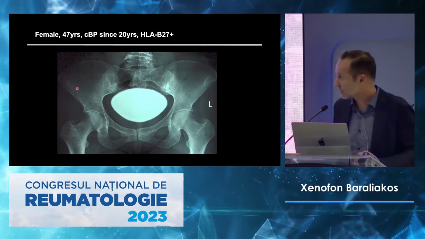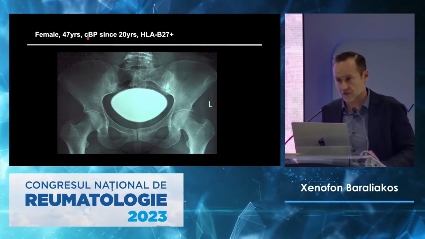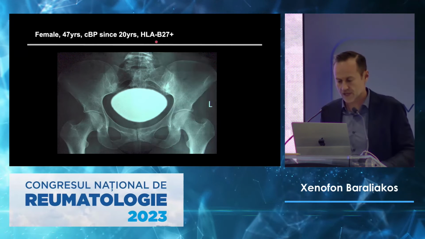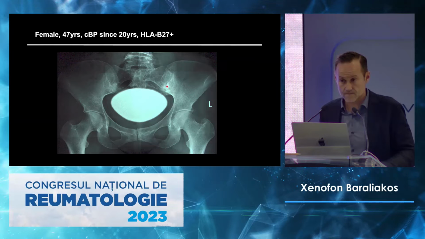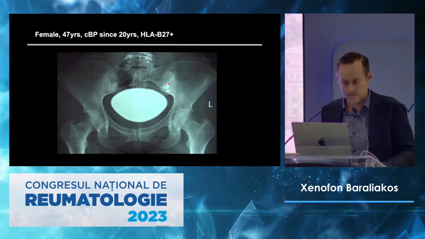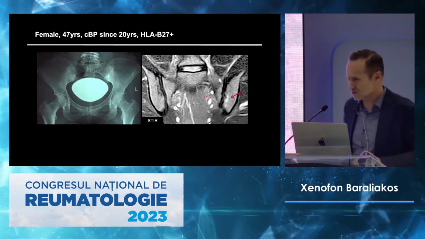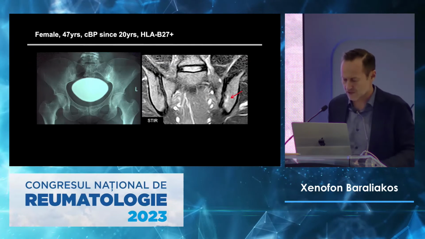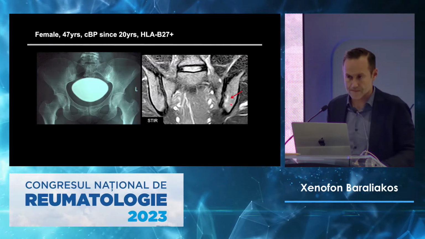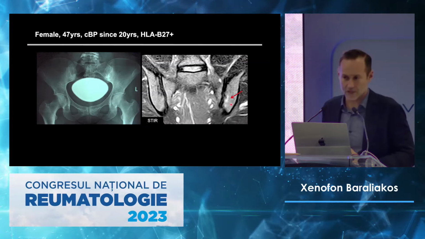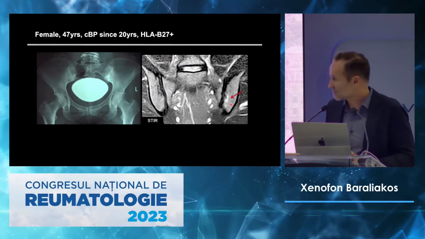Now we have this patient. Female, 47 years, chronic back pain since 25, 27 years of age, HLA-B27 positive, some sclerosis, some erosions, unilateral, and the MRI, I didn't have any better images now because it's a PowerPoint, I cannot scroll through it, but you see that here there is some edema. Although it's not really much. And she has pain, and she's B27 positive, but it's chronic, not inflammatory.